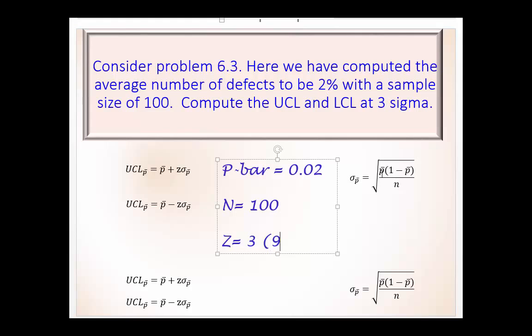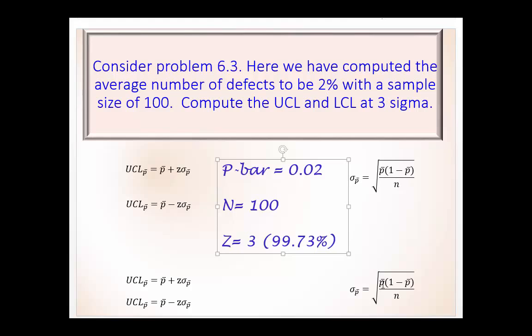Remember, it's 99.73% of the observations we want this to consider. And so I'm just doing that as a little review. You don't really need that in there, but just so you know. Now, we're going to go ahead then first, and we need to calculate our standard deviation of p.